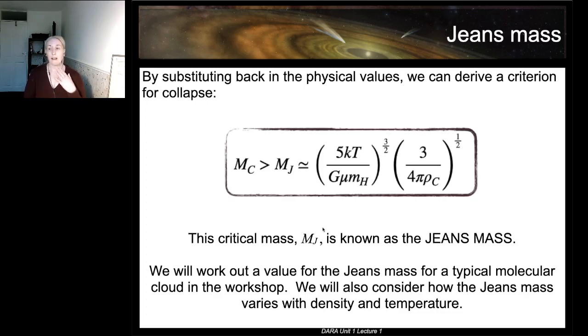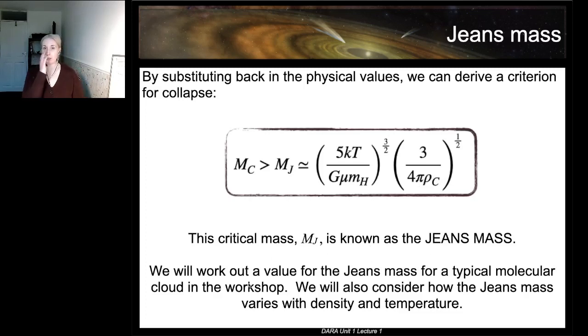And in the workshop that we'll do together, not too long after you've watched these lectures, we'll revisit this expression and work out a value for the Jeans mass for a typical molecular cloud. We'll also start to look at how the Jeans mass varies with the different physical values that we have: the temperature of the cloud, and also the density of the cloud.